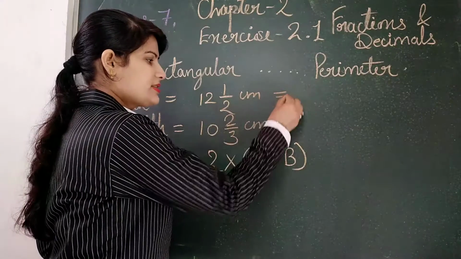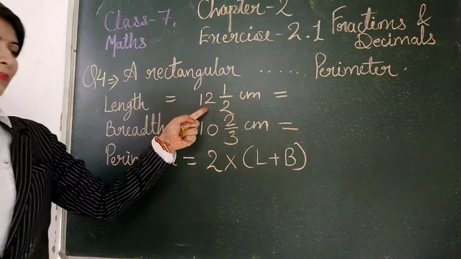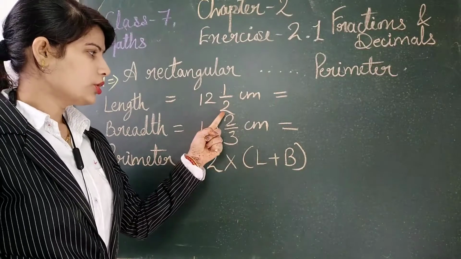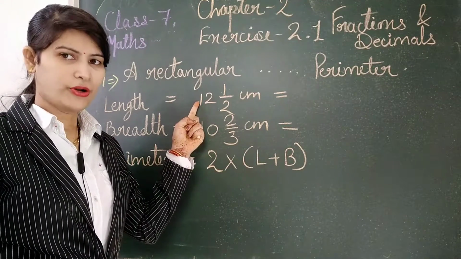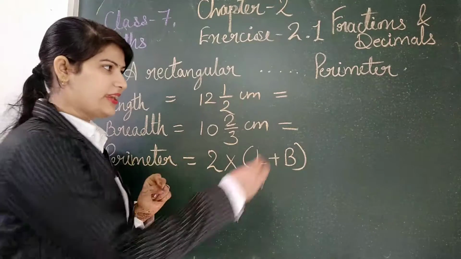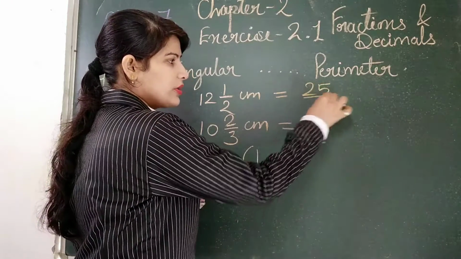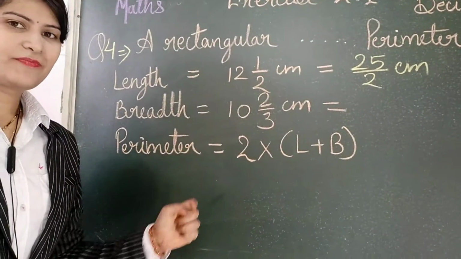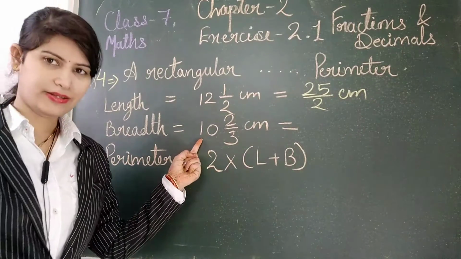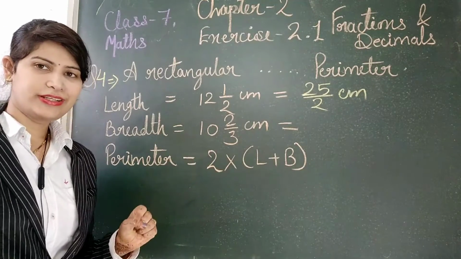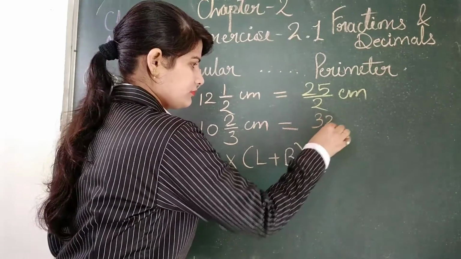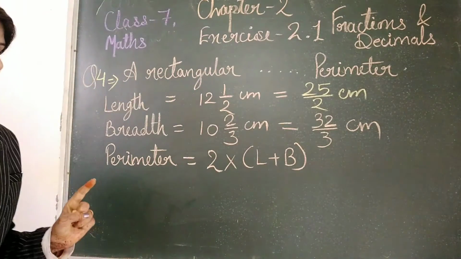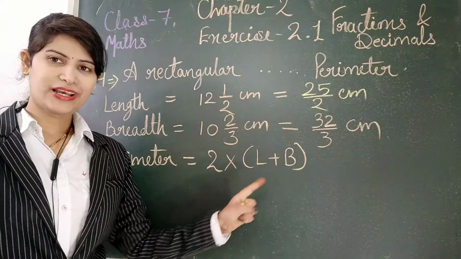So first step is I am converting the mixed fraction into improper fraction. How? 2 into 12 is 24. 24 plus 1 is 25. So here is 25/2 centimeter. Now breadth is given. 3 into 10 is 30. 30 plus 2 is 32. 32/3 centimeter. Now comes in formula 2 into length plus breadth.